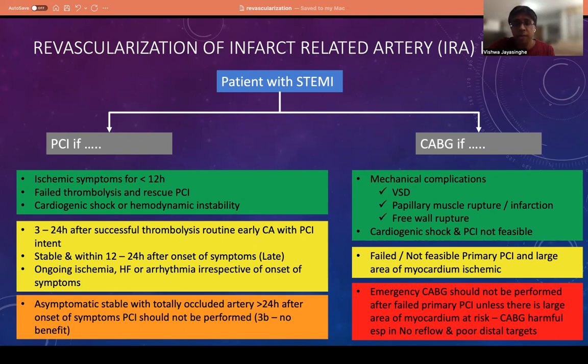However, emergency CABG is harmful in the case of patients who have failed primary PCI, especially if there are poor distal targets and if there is no reflow. The no-reflow phenomenon is very common after PCI, especially primary PCI. In that setting, emergency CABG is deemed harmful. Right. So with this in mind, we'll go into the evidence.